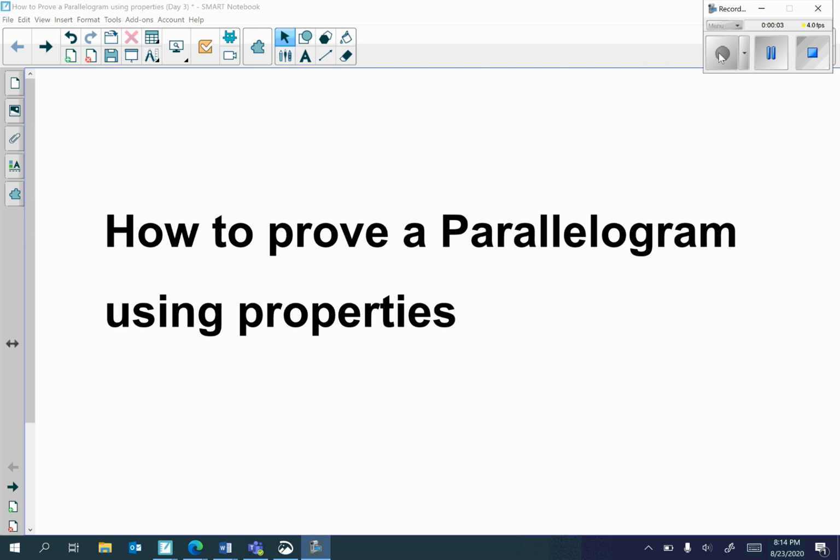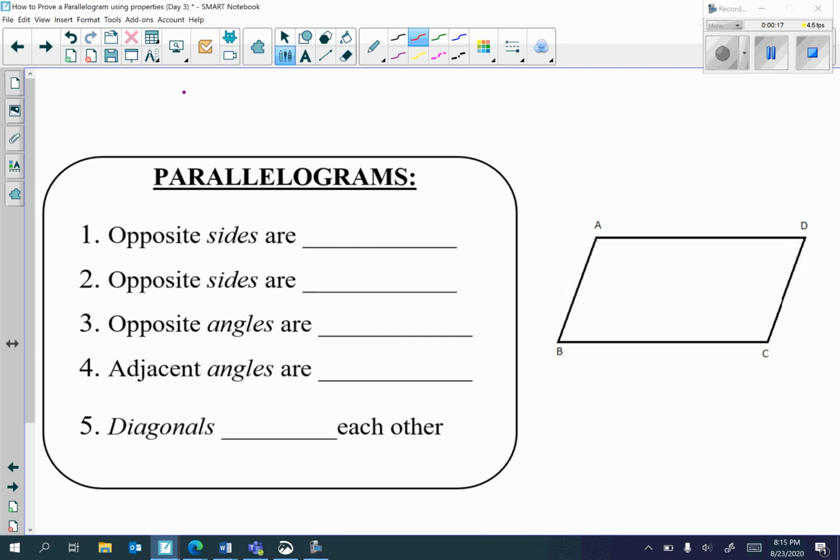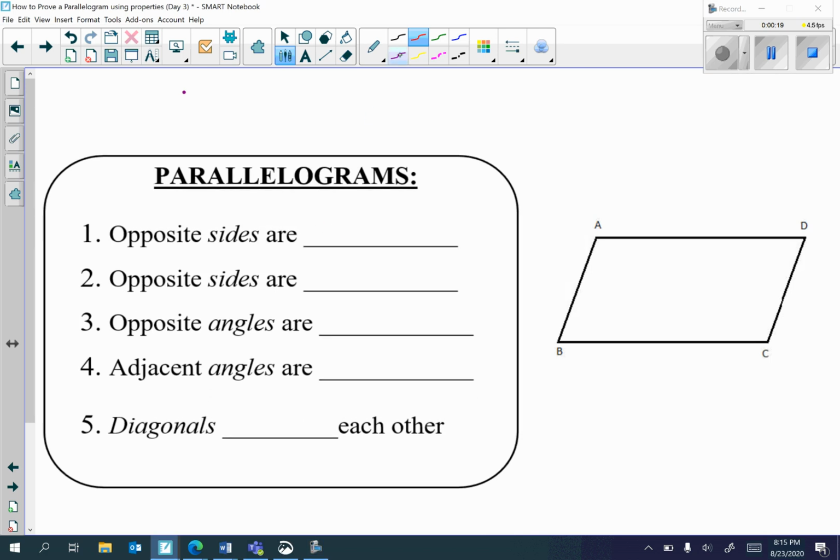Hi everyone, in today's video we're going to be talking about how to prove a parallelogram using properties. First, let's talk about the properties of a parallelogram. Number 1, opposite sides are parallel. And remember, we mark that with an arrow.